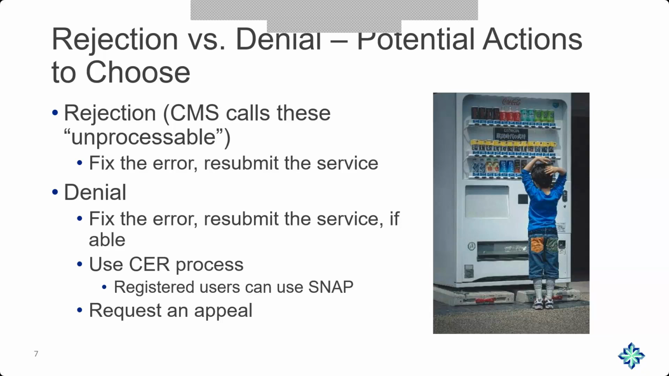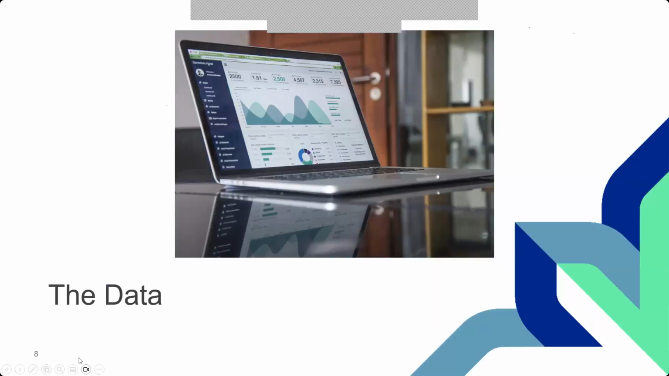Now, not all claims can be fixed using this process. We do have a helpful article out on our website that tells you the situations where you can use the clerical error reopening process versus those where you cannot. I can show you that article in just a bit. Another thing to consider doing with a denial, with most denials, with few exceptions, is to request an appeal. And of course, you can use these self-service opportunities to do that if you're a registered user of SNAP. It really does speed up the process.